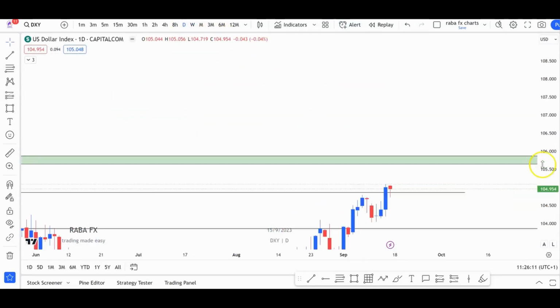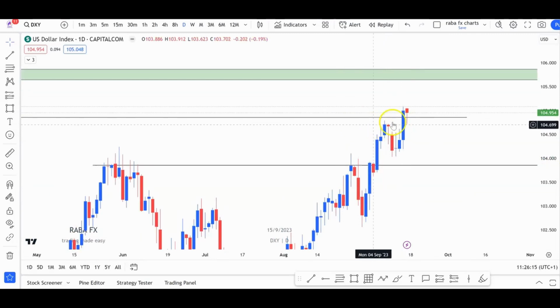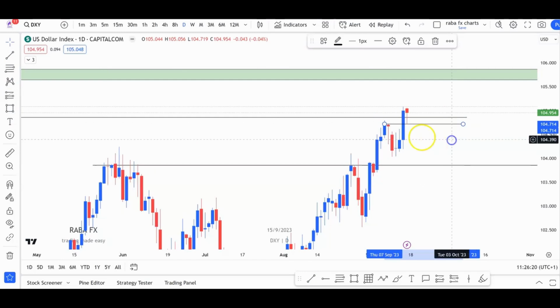Then on the daily, we broke above this. This is a key sign that we should continue going higher. Do we have that retest?